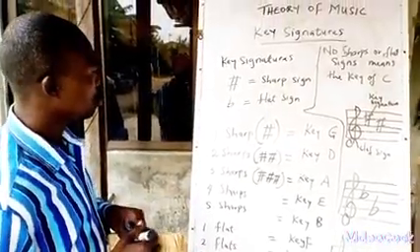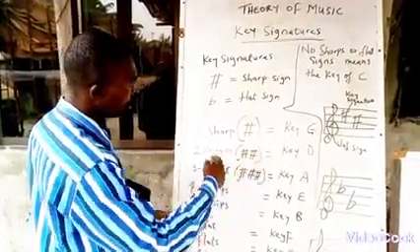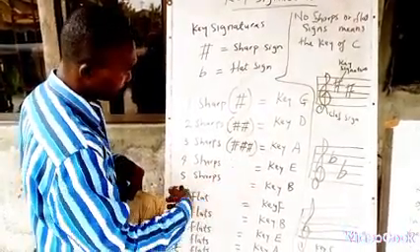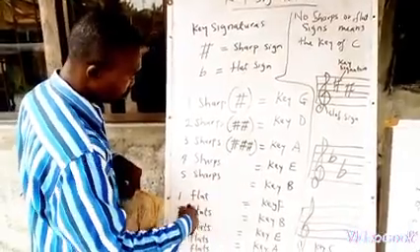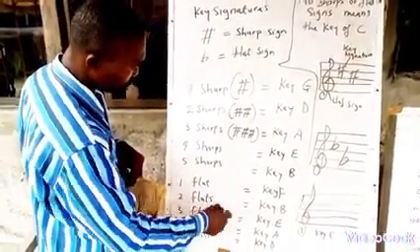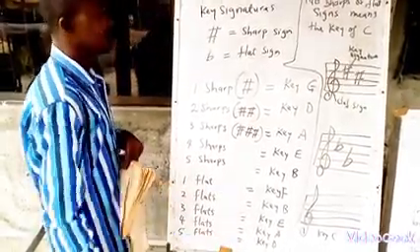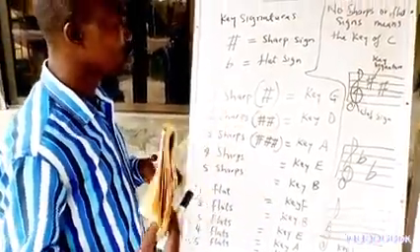All right. So I repeat again: one sharp, key G; two sharps, key D; three sharps, key A; four sharps, key E; five sharps, key B. No flat or sharp, key C. One flat, key F; two flats, key B flat; three flats, key E flat; four flats, key A flat; and five flats, the key of D flat.